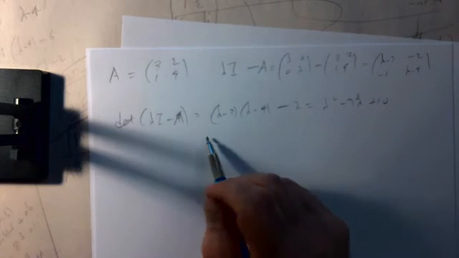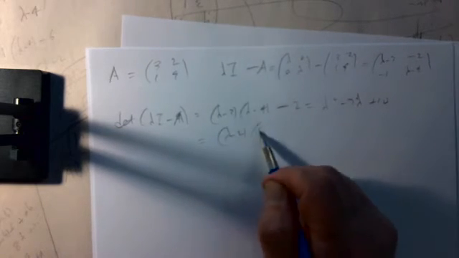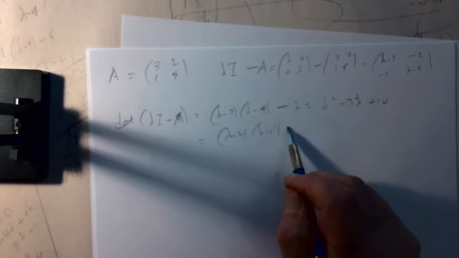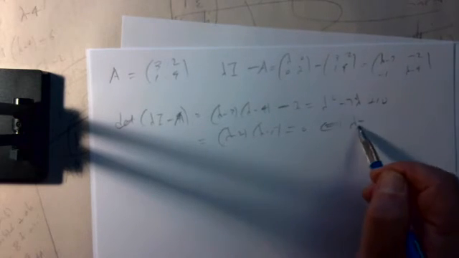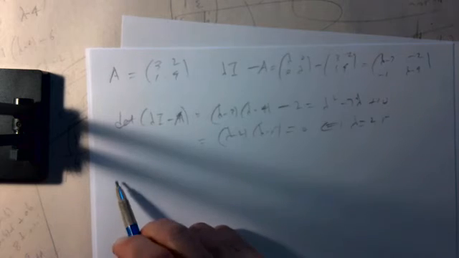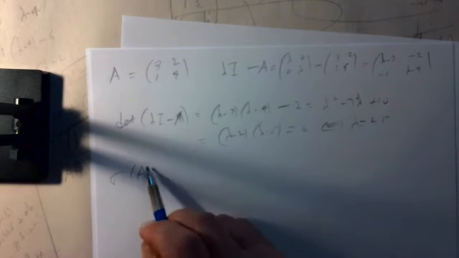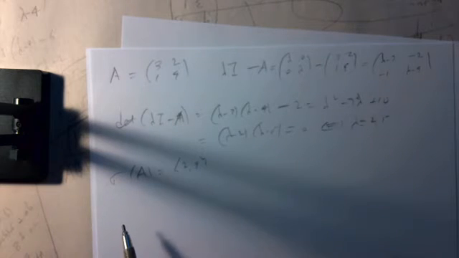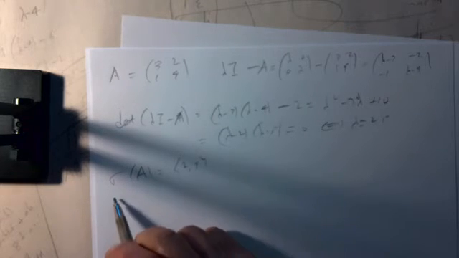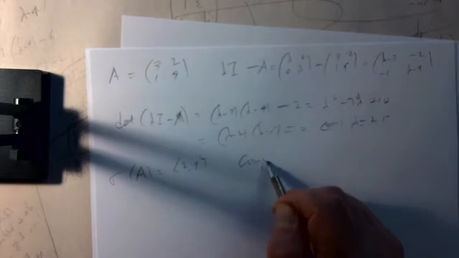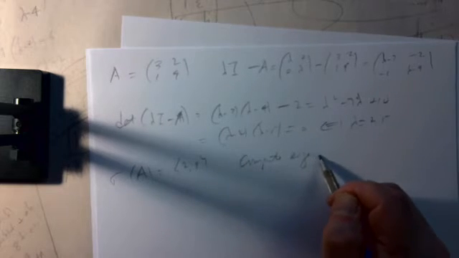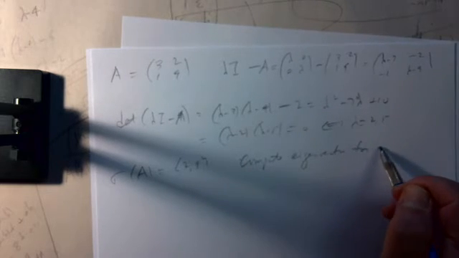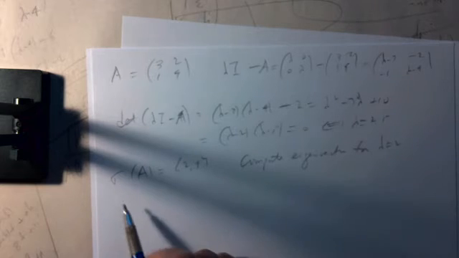And I can see this factors. This is lambda minus 2 times lambda minus 5. And that's equal to 0 if and only if lambda is 2 or 5. So the spectrum of this operator A is just 2 and 5. Let me find the corresponding eigenvectors. So let's compute an eigenvector for the eigenvalue lambda equal 2.